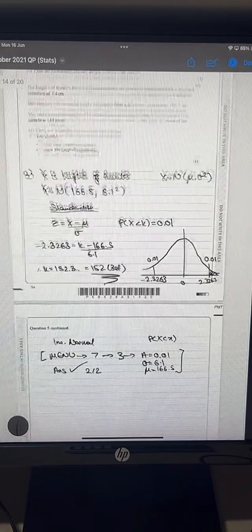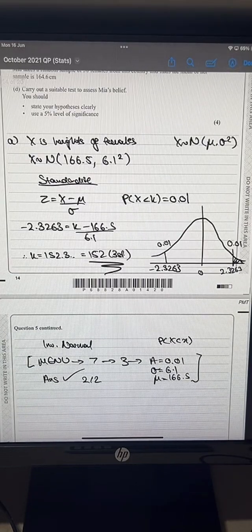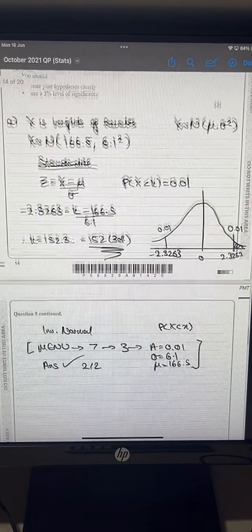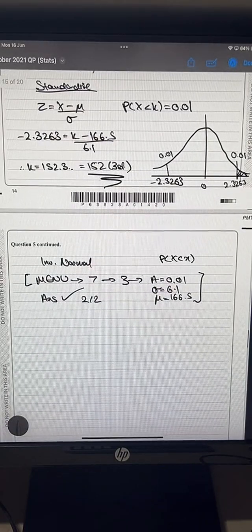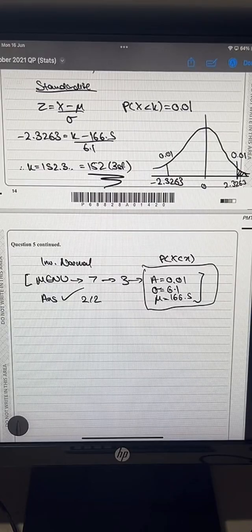So don't worry if you decided to do an inverse normal and you're wondering where does the second mark come from. I would suggest writing this out in your exam to show that that's what you've done. So I'd write in calculator, you put that.